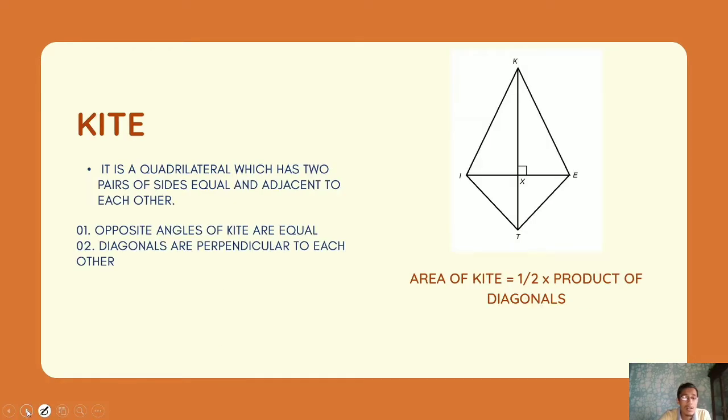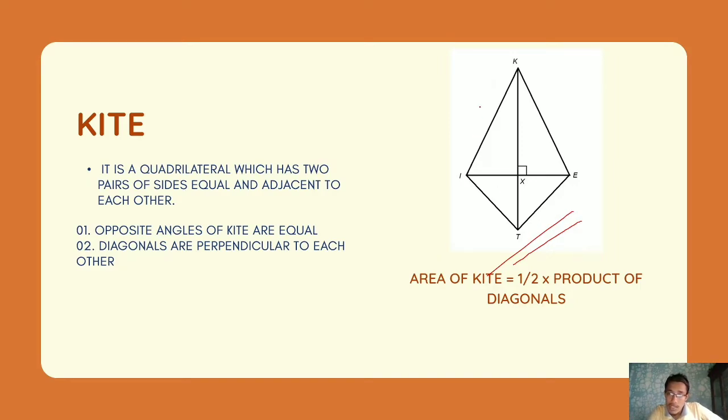so now the last type of quadrilateral that we are going to discuss is kite. Okay, so you can see this figure. This figure resembles a kite. So what is the definition of this quadrilateral? It is a quadrilateral which has two pairs of sides equal and adjacent to each other. For example, quadrilateral IKET. Okay, IKET. So this is the quadrilateral.